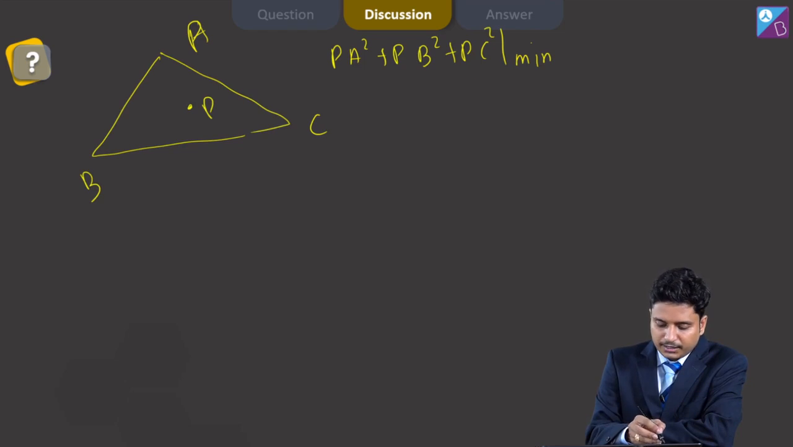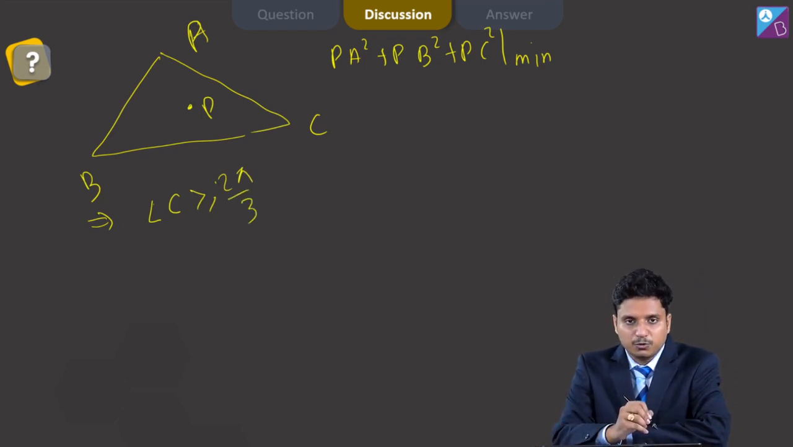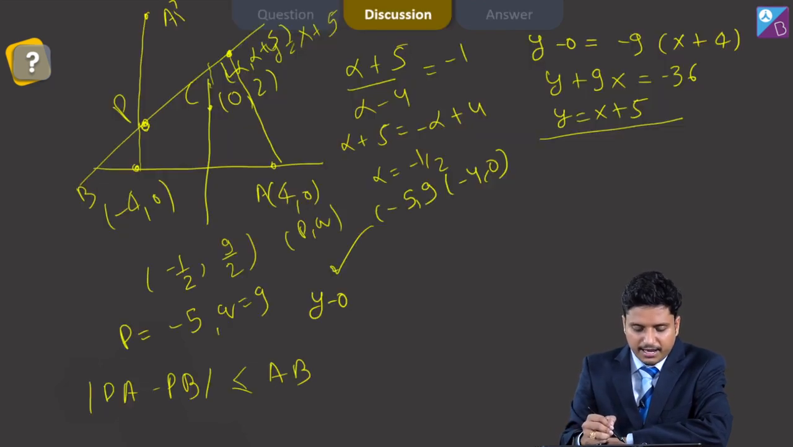First of all, there is a condition in this: if any angle of this triangle, like angle A, angle B or angle C, is greater than or equal to 2 pi by 3, then the vertex where this obtuse angle of 2 pi by 3 or more is subtended is the required point P. In this case, you can see angle C is actually greater than 2 pi by 3. So how can you obtain that?